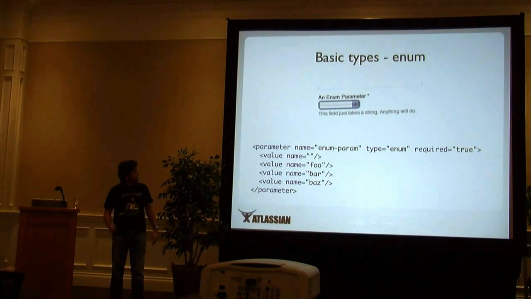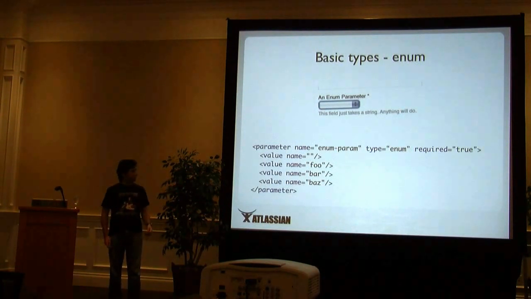One thing that I'm ashamed to say that we don't have yet is internationalization for these, but complain enough and I'm sure we'll get it in there for the next release. So you'll be able to say something like enumParam.enumValue.foo.bar.baz, and we can do something a bit cleverer there.